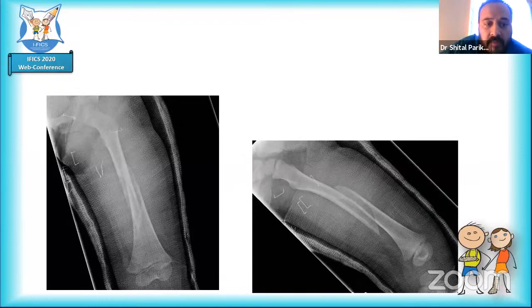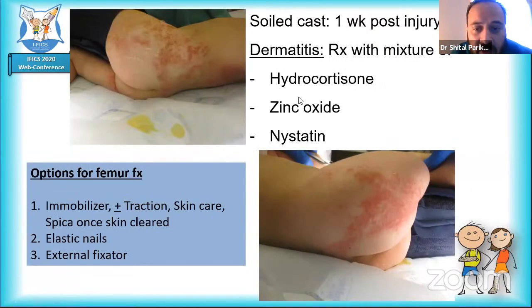Right. So this is a 3-year-old child. Can you move to the next slide? So this is an acceptable reduction. But this is after 1 week. The patient had severe soiling of the cast, a lot of skin rashes, and had dermatitis, which we usually treat with some local application of an ointment.